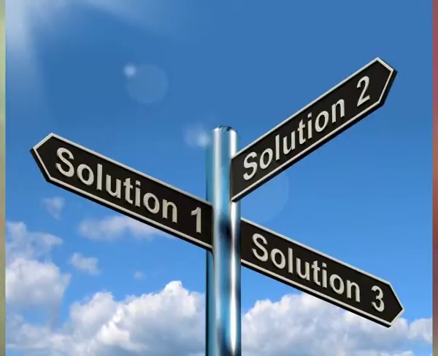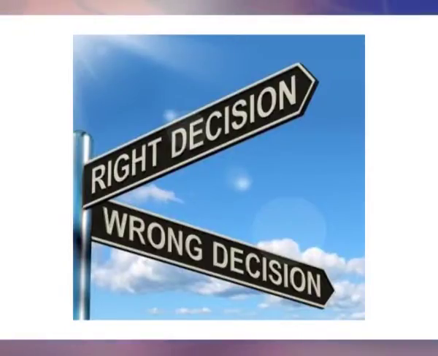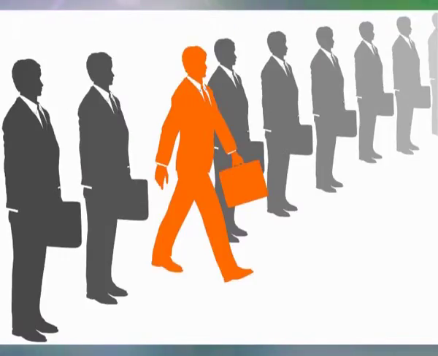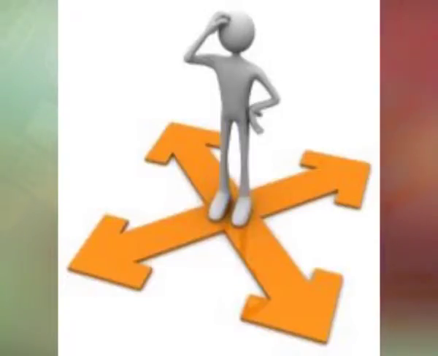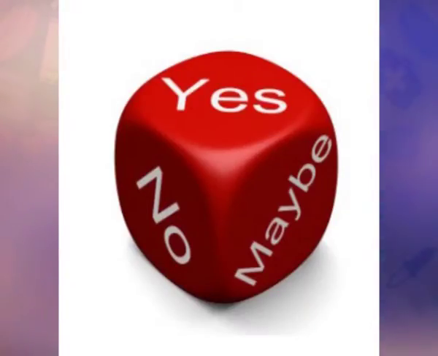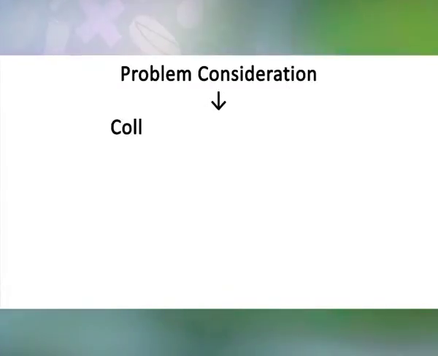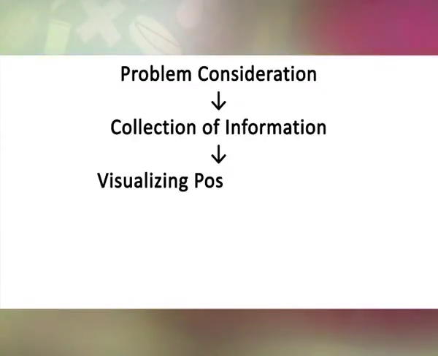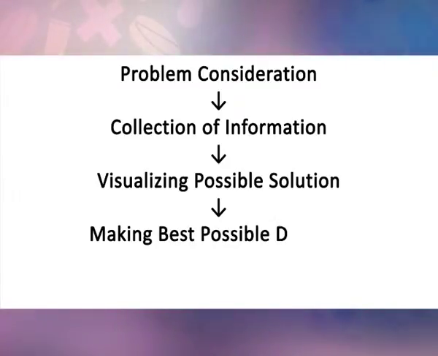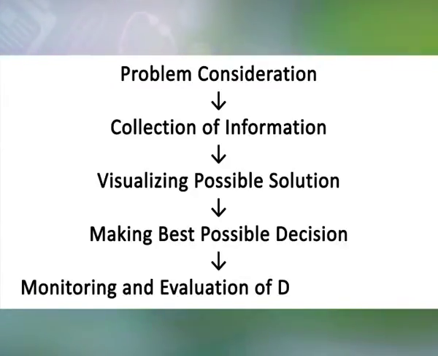Decision making at operational level involves practicing to solve the question of how it must be done. Decision making in pharmaceutical business at operational level also involves evaluation of previous documented proof of the regular problem solving decision making process. The strategic operational decision making involves the following steps: problem consideration, collection of information, visualizing possible solutions, making the best possible decision, and monitoring and evaluation of decision results.